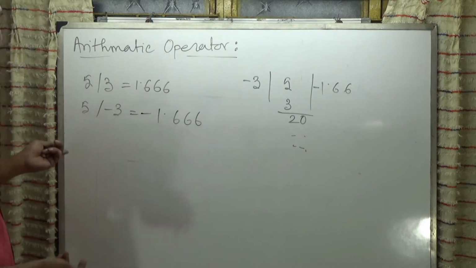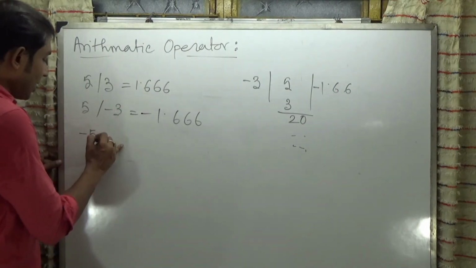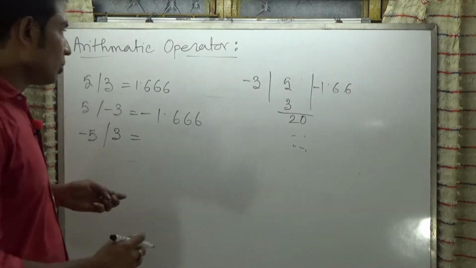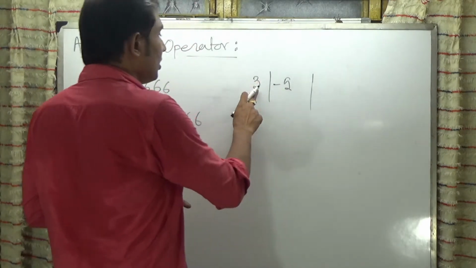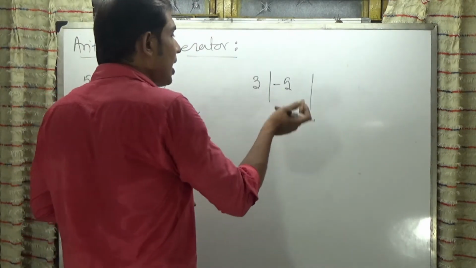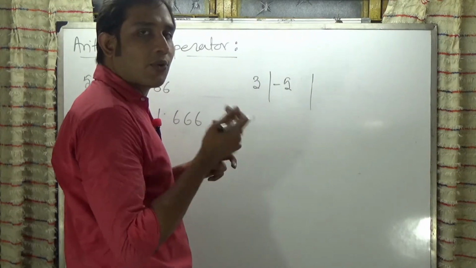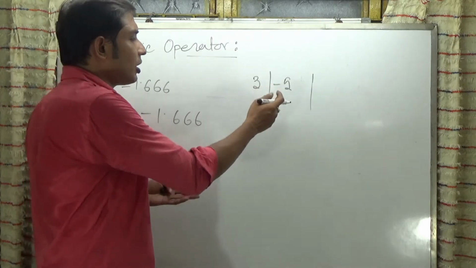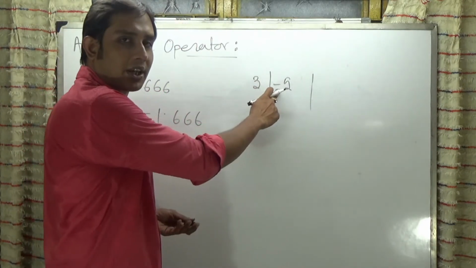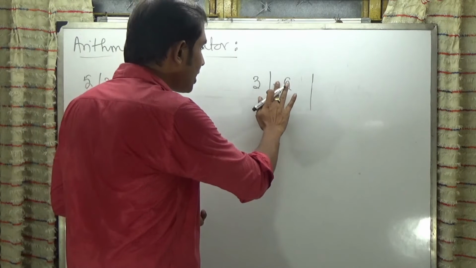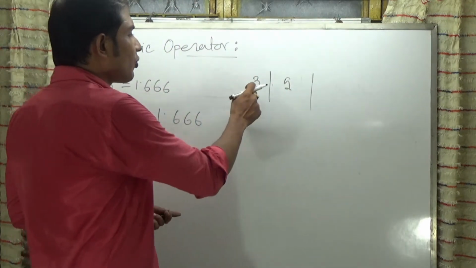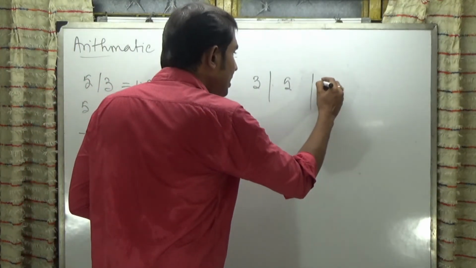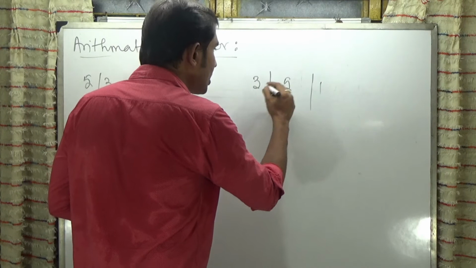Okay, now if the dividend has a minus sign and the divisor is positive, then what will be the output? In this case, the divisor is 3, which is positive, and the dividend is -5, which is negative. I just forget that there is a minus sign here. If we omit this minus sign, then 5 is going to be divided by 3. So it is simply 1, so 3 ones are 3.